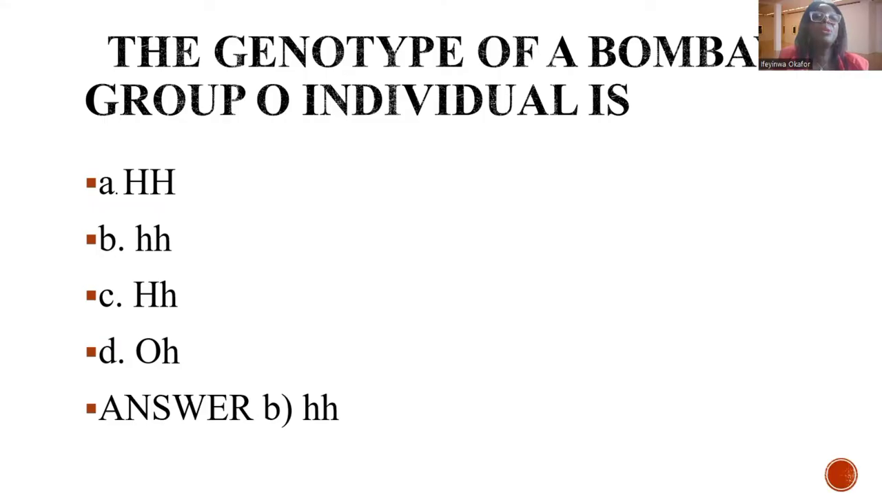The Bombay group O individual, the gene that codes for this particular blood group is a recessive gene. So an individual must inherit one recessive gene from one parent, the father, and also another recessive gene from the mother for the person to be what? Bombay group O. So the answer is little h little h.